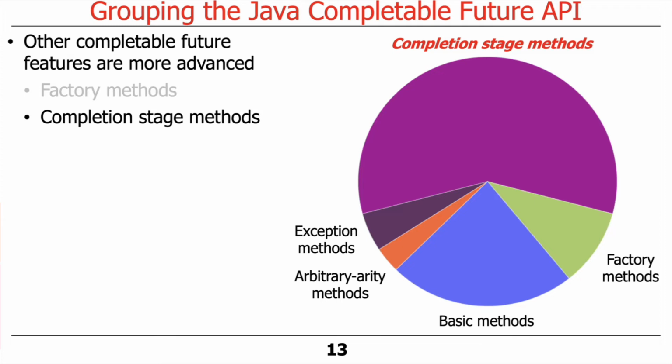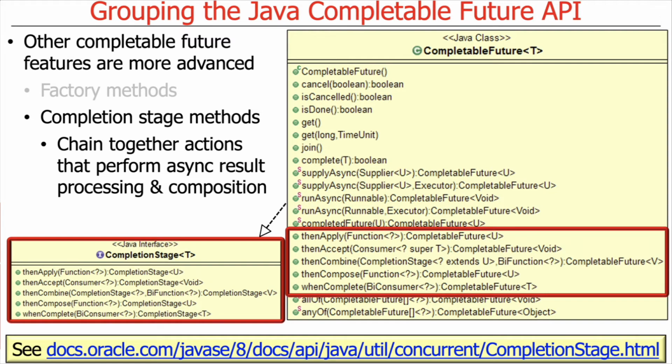The next group of methods, which as you can see are by far the bulk of them, almost probably two-thirds of them, are so-called completion stage methods. They are used to chain together actions that perform result processing when asynchronous operations complete. They also can be used for various types of composition. So you can say wait for two previous asynchronous operations to complete before doing something else. Wait for either of two operations to complete before you do something else. There's a bunch of things along those lines.